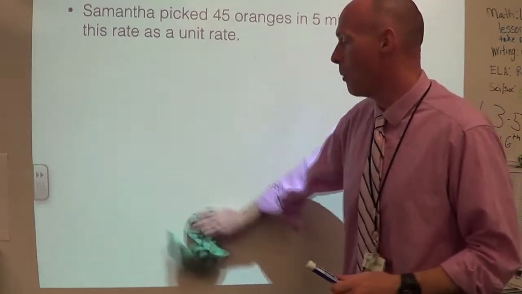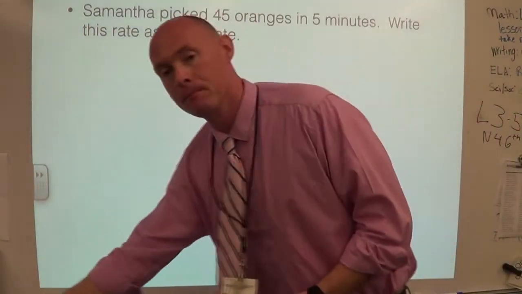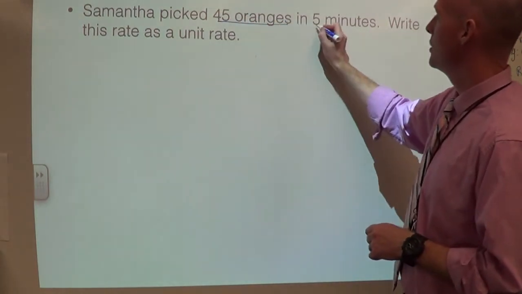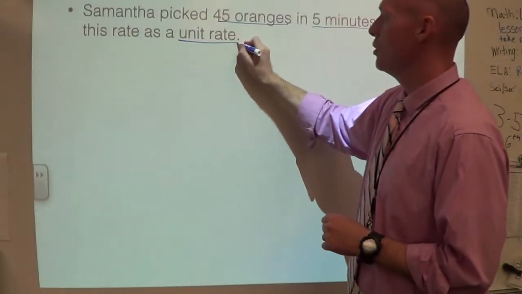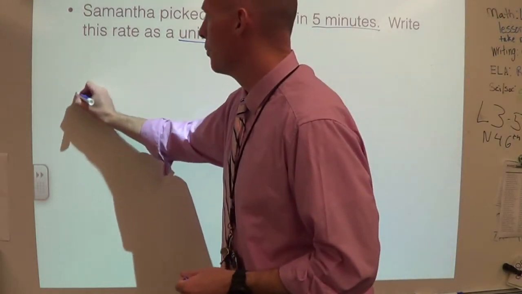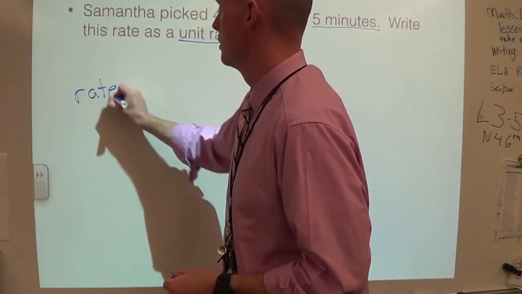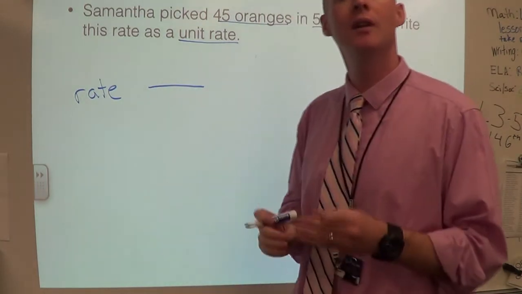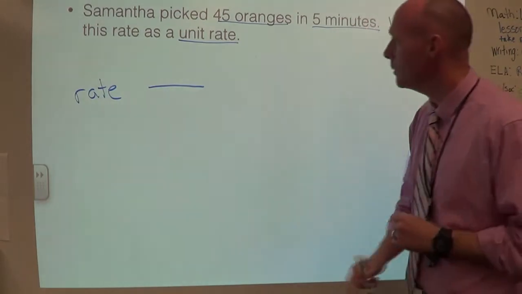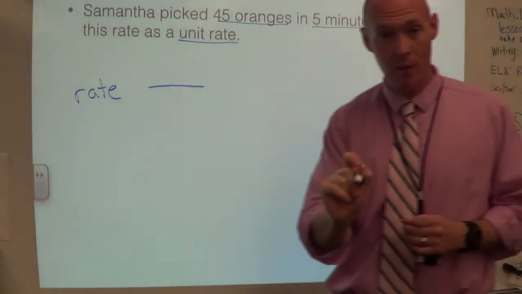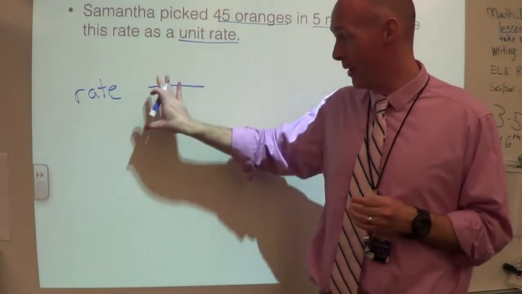This is a typical problem where we're going to have to find the unit rate. So let's break it down. Samantha picked 45 oranges in 5 minutes. Write this rate as a unit rate. No problem. Let's look at it. First thing, a rate. We'll compare two different things. So let's look at what two different things this is comparing. 45 oranges in 5 minutes. So I start with, what are the two things, and I put that as my rate.